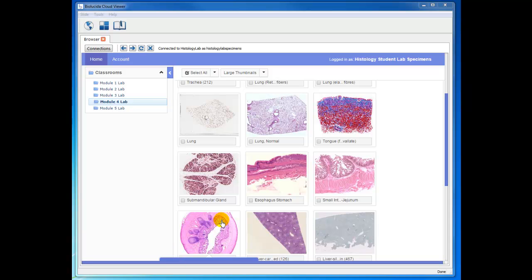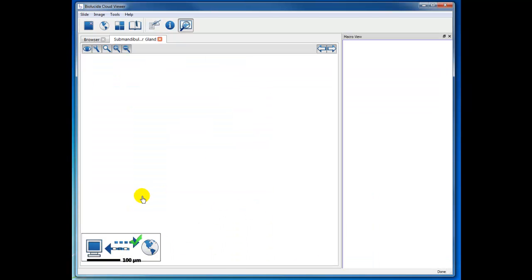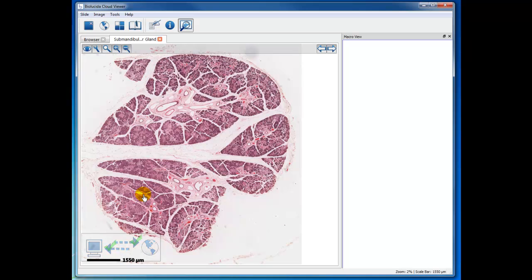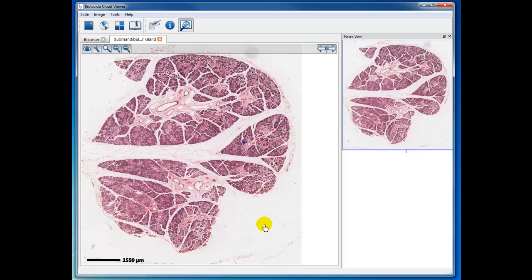This video will give you a tour and an overview of the submandibular gland, the specimen that I'm opening at the moment. The submandibular gland is one of the three major salivary glands. They are the parotid, submandibular gland, and sublingual.